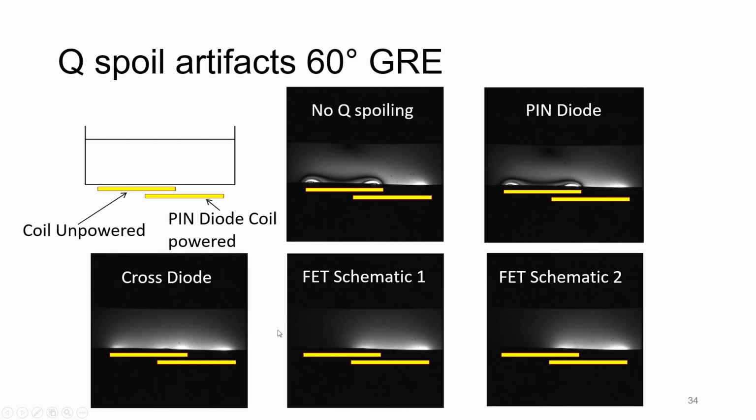Now, it's interesting because now if you look at the cross-diode coils, as well as our FET-based Q-spoiling coils, we do not see any Q-spoiling artifacts, okay? And another interesting thing is with our FET-based coils, because as I mentioned earlier, these HEMT devices are on by default, that means that the coils are Q-spoiling when unpowered. And so that's why you see no sensitivity in the regions above these coils, these FET-based coils.